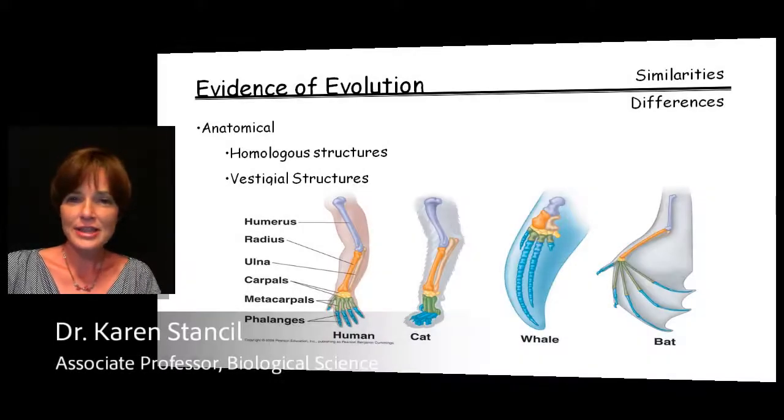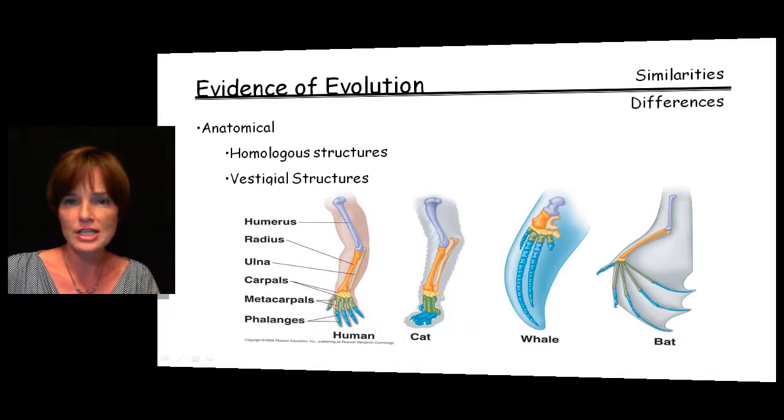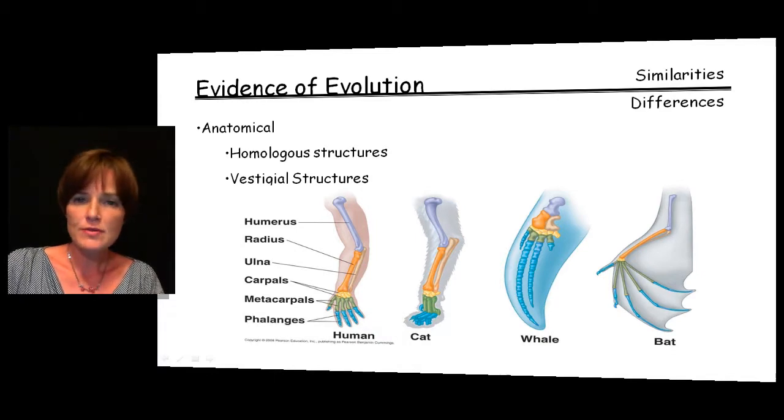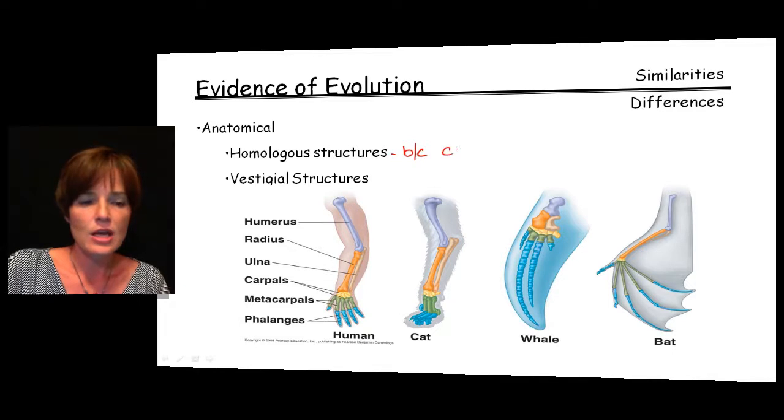As we continue to look at the evidence for evolution, now we want to take a look at anatomical features. So there's some similarities and differences that you see among organisms that are related to each other. So the first type of structure that we want to talk about are homologous structures. These are structures that are similar because they came from a common ancestor.